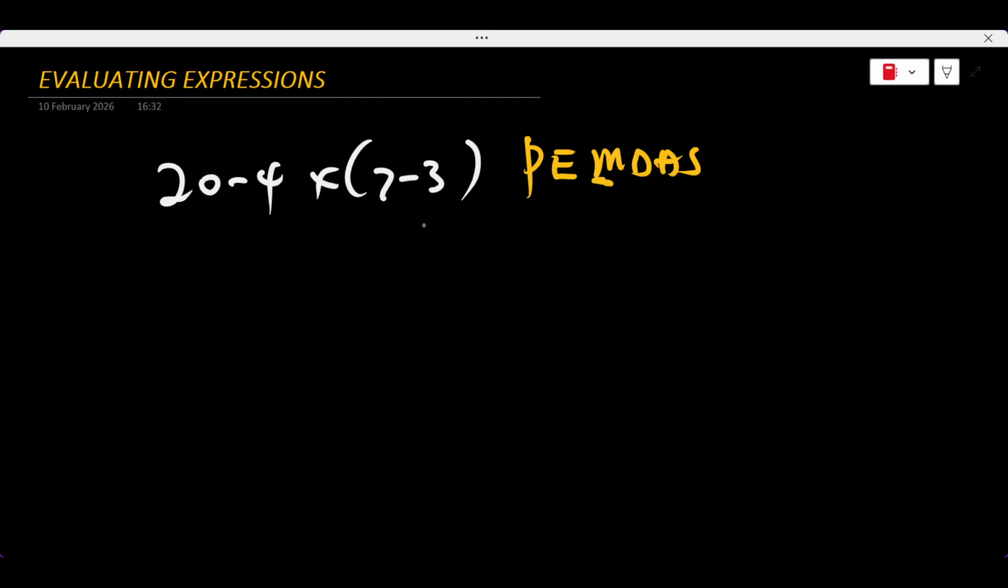Now we have parentheses, so we solve the bracket, or the parentheses, first. We have 7 minus 3 giving us 4. Then you bring your 20 minus 4 times 4. Now we don't have exponent, but we have multiplication. So we solve multiplication first. 4 times 4 is 16.